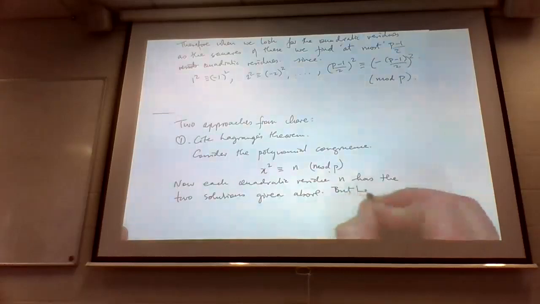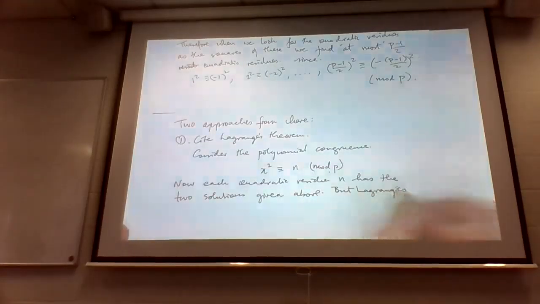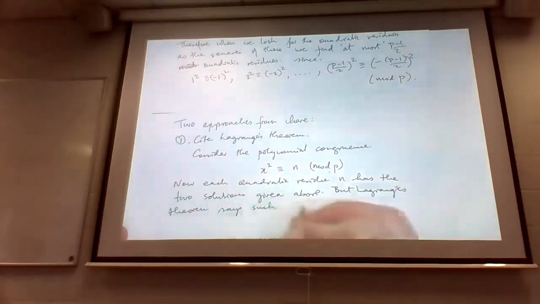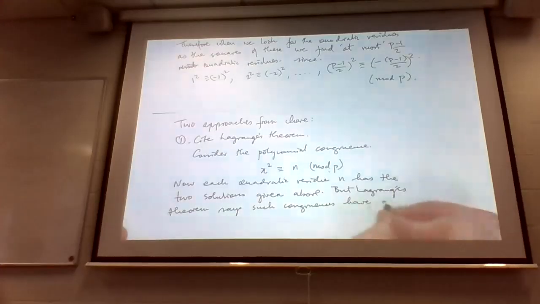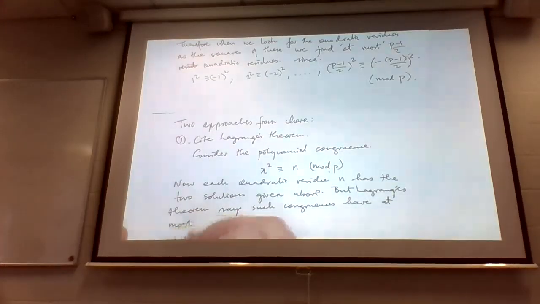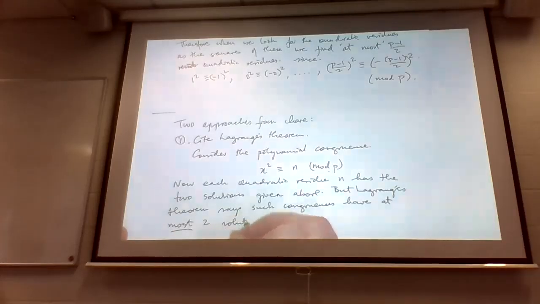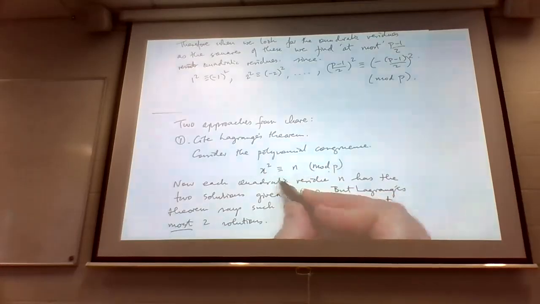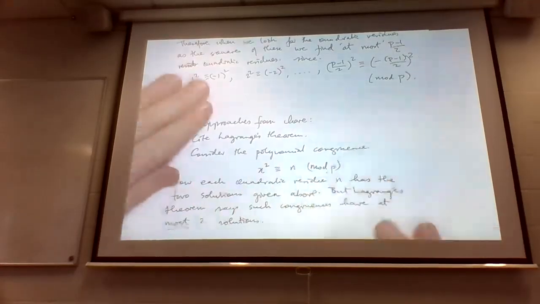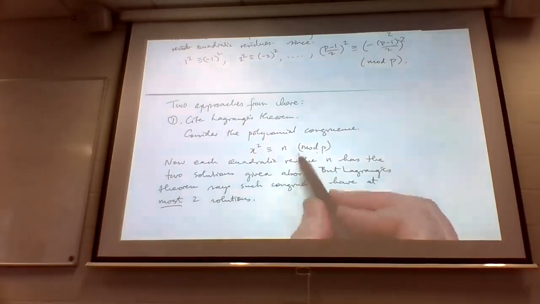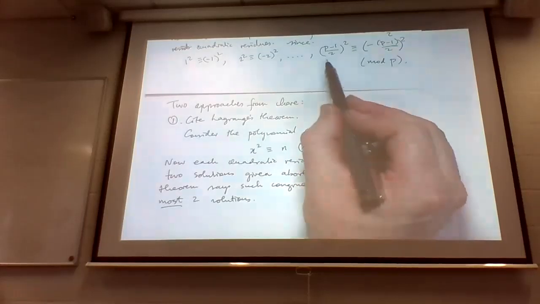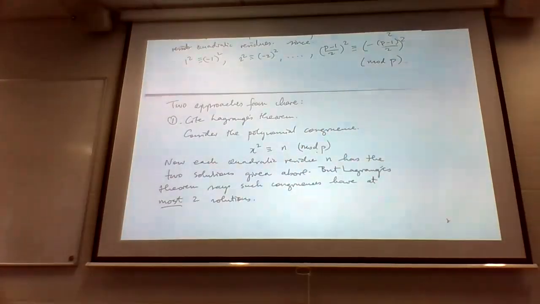But Lagrange's theorem says such congruences have at most two solutions. Some of them will have none, where you're putting in a quadratic non-residue. You won't be able to find any x's that square to that. But when you put a quadratic residue in, you're going to find the pair of solutions that you've listed up here. But Lagrange's theorem says that there's at most two solutions.